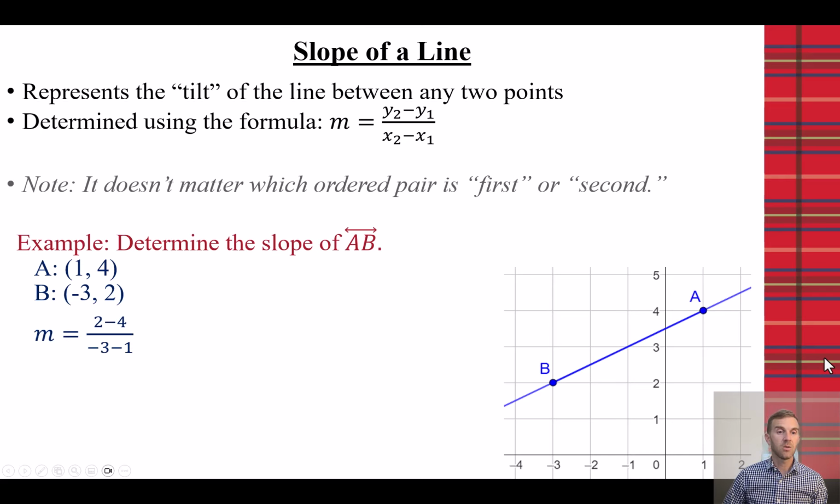We subtract the y's over subtracting the x's. 2 minus 4, negative 3 minus 1. And pay attention to your negatives. It's always important, because you end up with negative 2 over negative 4, which simplifies to positive 1/2. So that slope is positive 1/2. Doesn't matter where I am on the line, it'll always have that same slope.